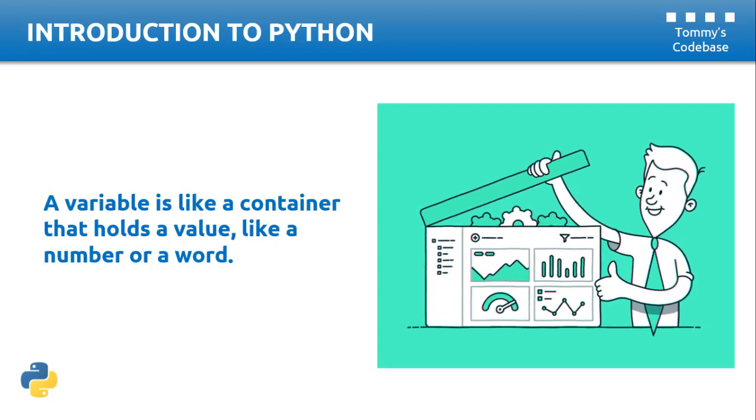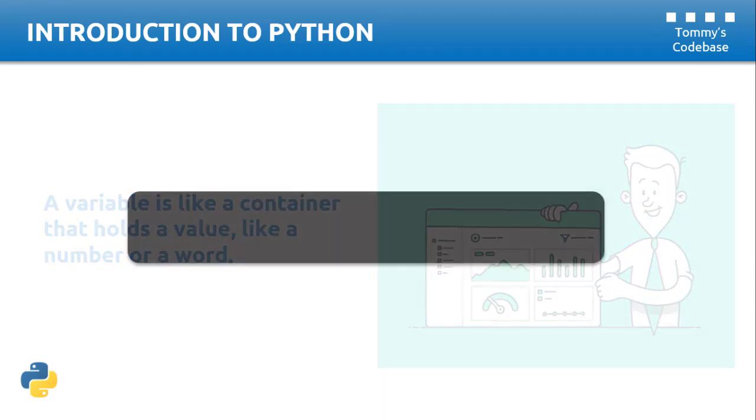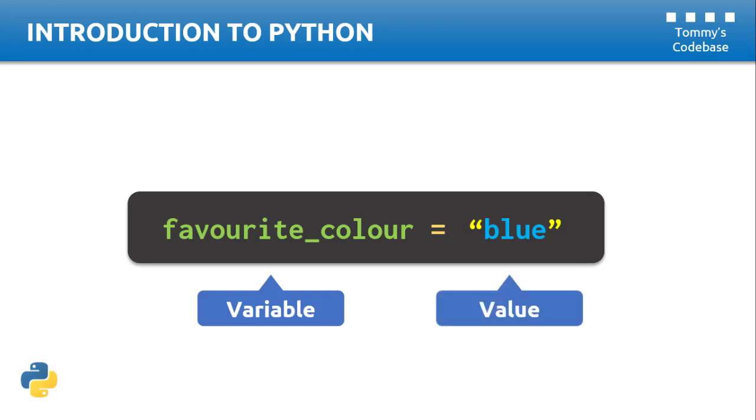So for example, let's say you want to store your favorite color in a variable. We will create a variable called favorite color and set it equal to blue in my case. And now anywhere in our program we can use the variable favorite color to refer to the color blue. In this case, as I said, favorite color is the variable and blue is the value of the variable favorite color.